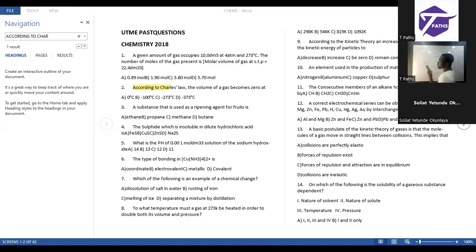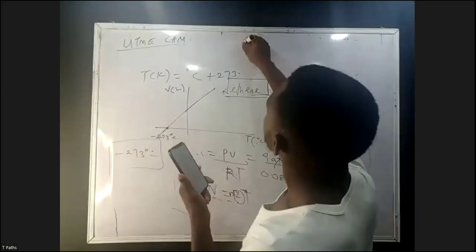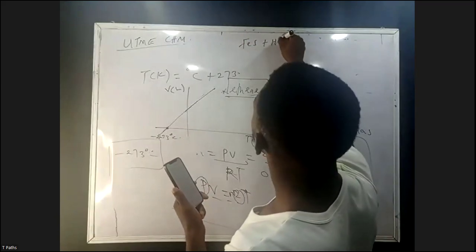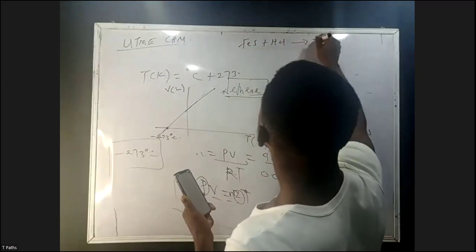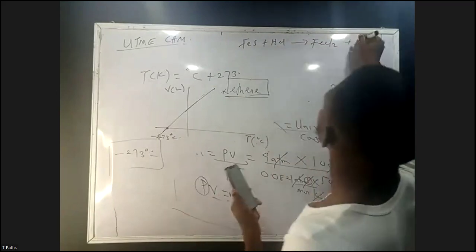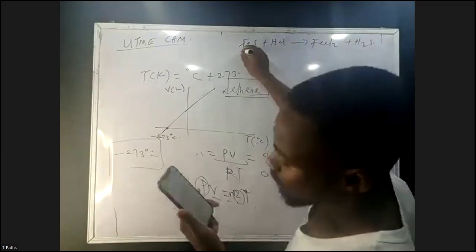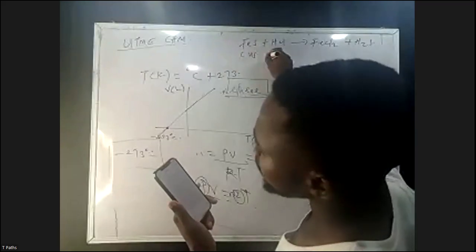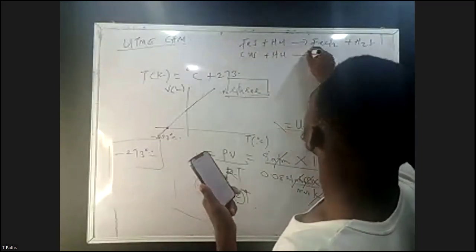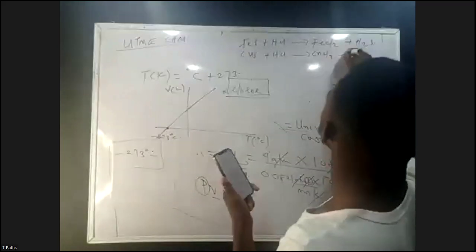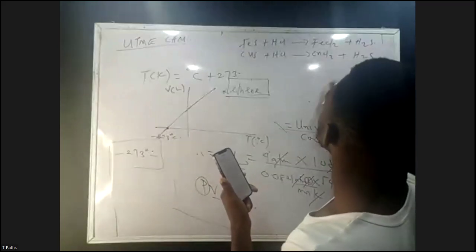Another question there is the sulfide which is insoluble in dilute HCl. Now, how do we know the sulfide that is insoluble in dilute HCl? Now, when you react those sulfides, say FeS plus HCl to give you FeCl2 plus H2S, and then we also have CuS plus HCl to give you CuCl2 plus H2S. Okay.